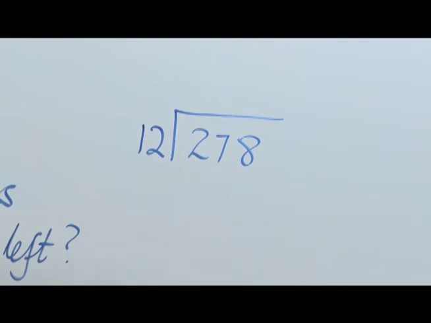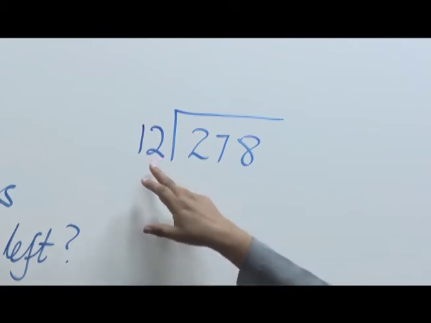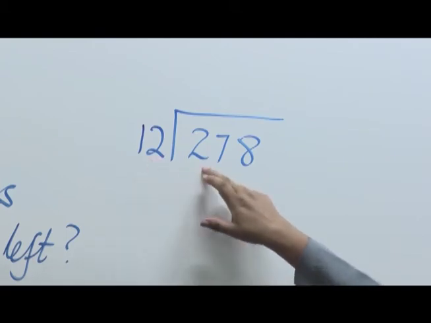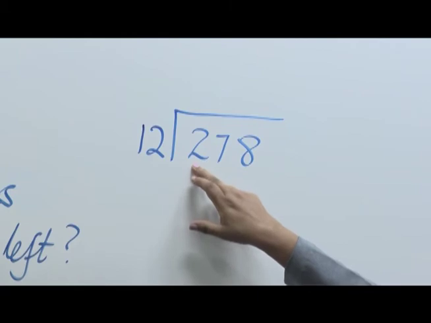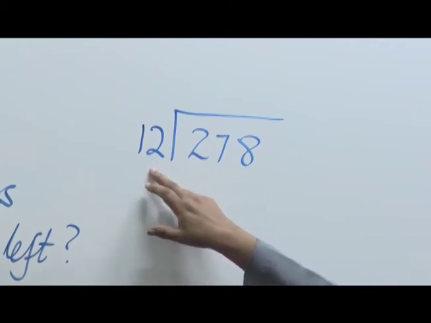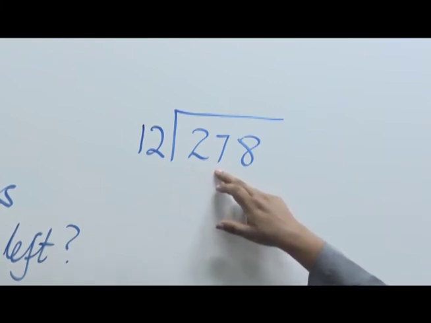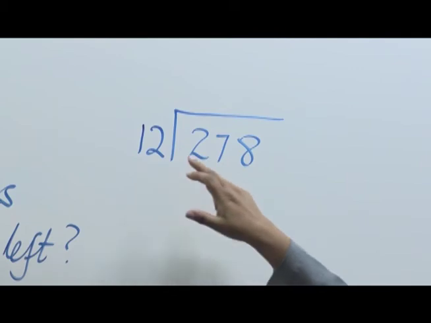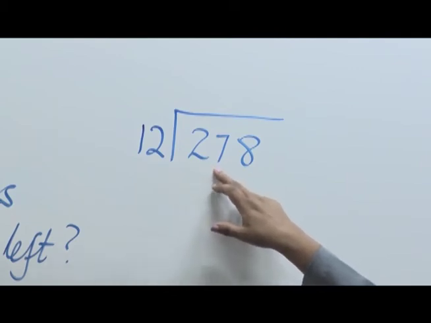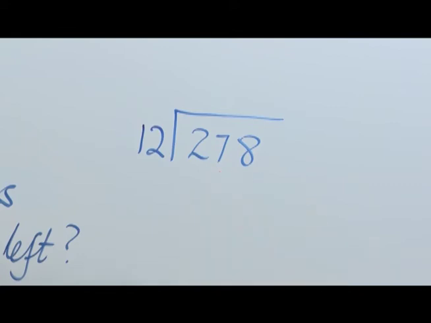So just to get an estimate, I can look at my divisor, which is 12, and I can look at the first number, which is 2. I can't make sets of 12 with 2, so I put both together. I can make sets of 12 with 27. How many times? And that gives me a little estimate of what number I can try.